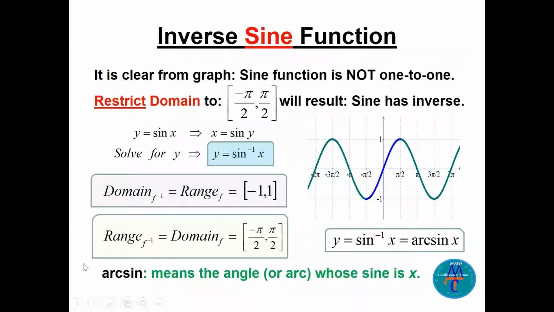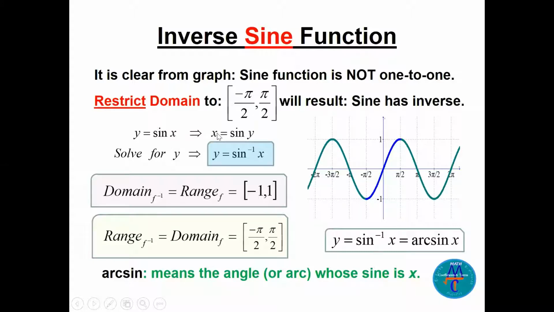Now let's start with the sine function. We know the graph of the sine function. You can see it in lecture 15. This function is not one-to-one, so there is no inverse. So what do we do here? We restrict the domain from minus pi over 2 to pi over 2. If we take only this domain, the function sine becomes one-to-one, so it has an inverse.